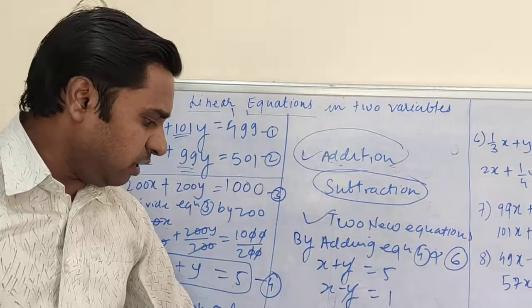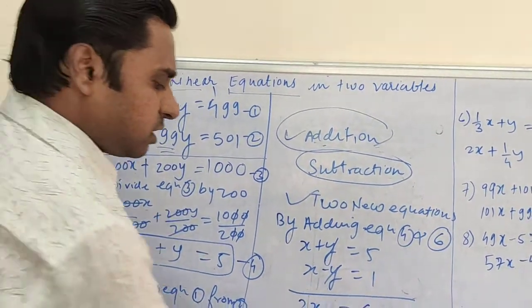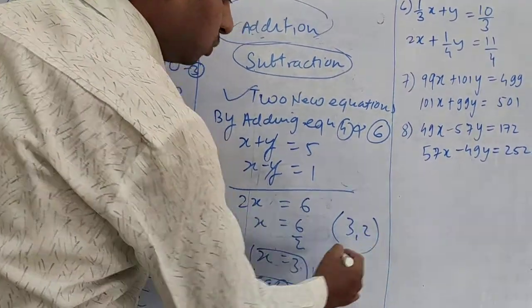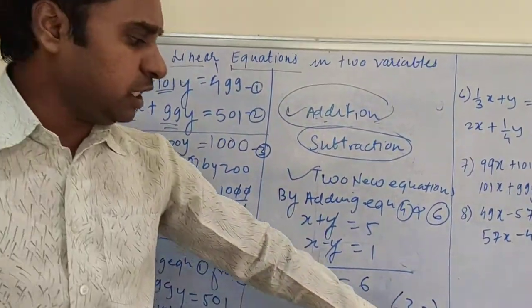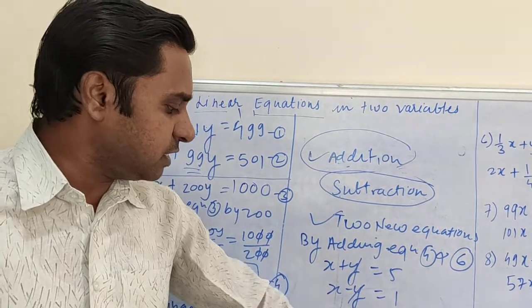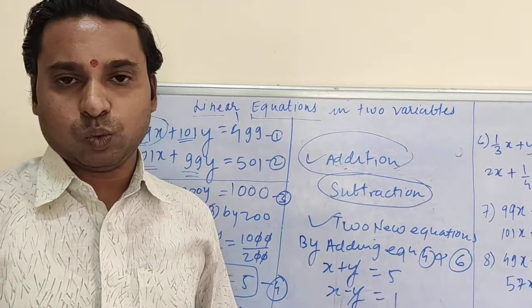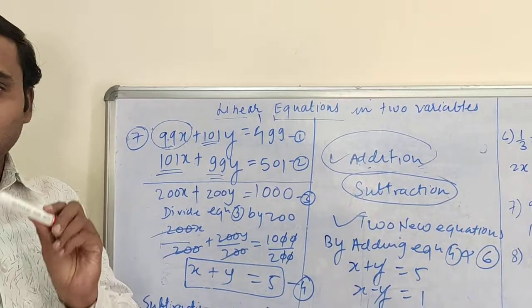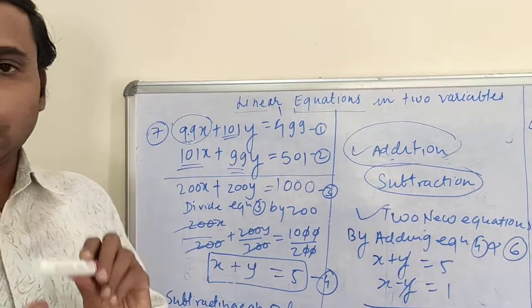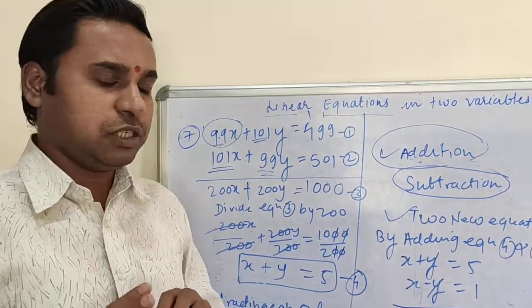So in this way we have got the solution set as 3, 2. This is the solution set 3, 2. Value of x is 3 and value of y is 2. Okay, so once again try to understand this question.